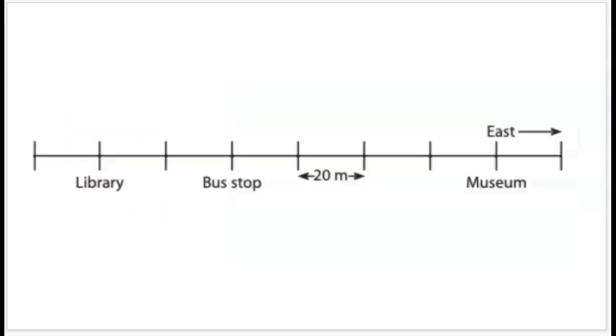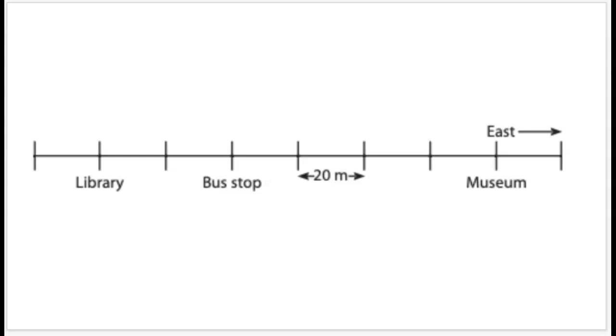So let's say that we are talking about a city, and you're going to go some different places, okay? We've got a library, a bus stop, and a museum. To the right is east. To the left, obviously it's not shown, but that would be west. And each of these little marks are 20 meters in this model away from each other.